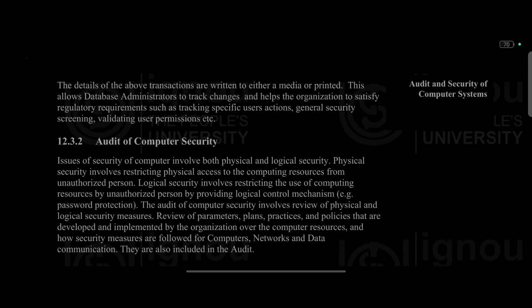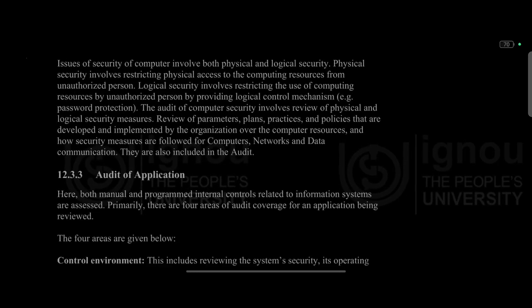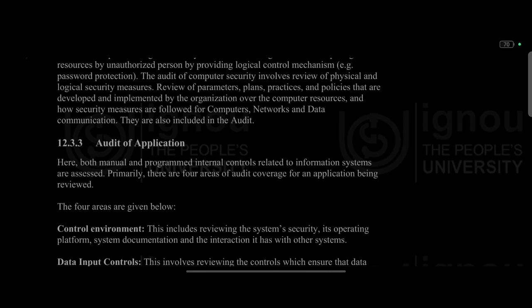The audit of computer security involves review of physical and logical security measures, review of parameters, plans, practices, and policies that are developed and implemented by the organization for the computer resources, and how security measures are followed for computers, networks, and data communication. They are also included in the audit.